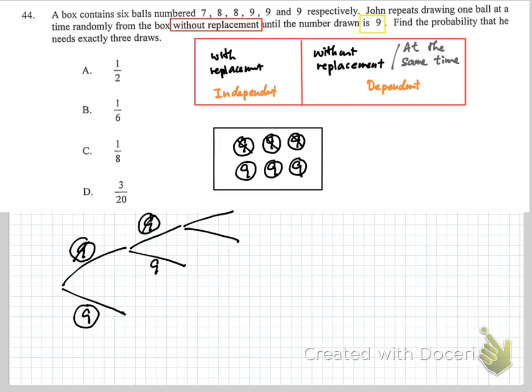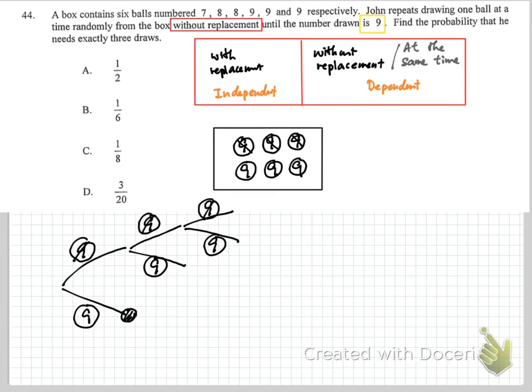It can be a 9, it can be not a 9, alright? So it can be not a 9, it can be a 9. Now, but mind you, the game stops when you draw the 9. So if you draw a 9, the game stops here. No more branchings from here. But if you do not draw the 9 on this branch, you carry on the game, alright?